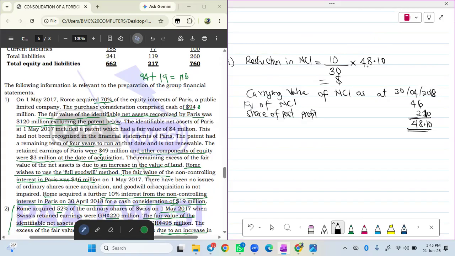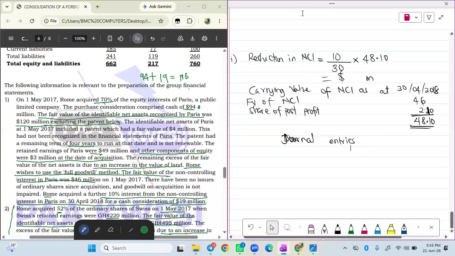So what's the figure? What's the reduction in value? And we said the journal entries, the double entries. This one is a step acquisition. Do we credit or debit cash? Step acquisition, control to control. Were we crediting cash or debiting cash?